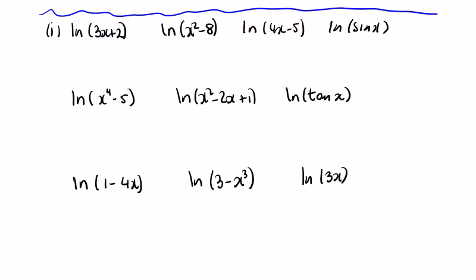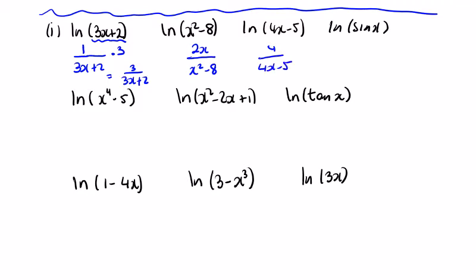So if you look at the natural log ones, these go to 1 over x, but we have to differentiate by the function itself if it's not just x. So 1 over 3x plus 2 times 3, which is equal to 3 over 3x plus 2. This one's going to go to 2x over x squared minus 8. Differentiate the bracket. This one's going to go to 4 over 4x minus 5 when we differentiate with respect to x. This one's going to go to cos x.